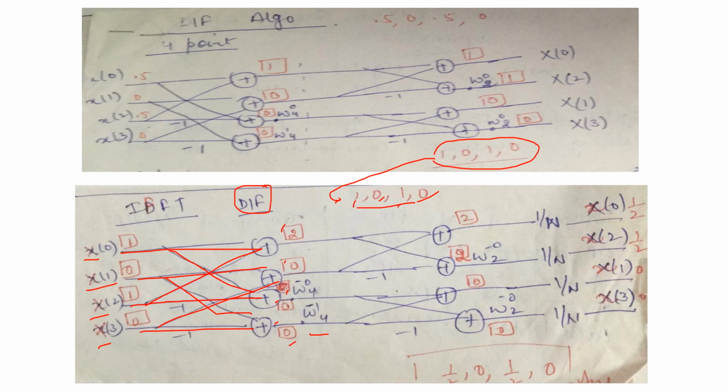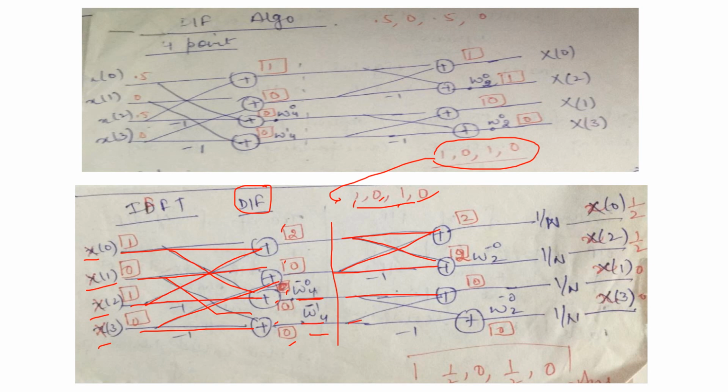Now this 0 is multiplying with this twiddle factor, but the answer will be 0. 0 multiplied by this, the answer again will be 0. The output at the first stage of IDFT algorithm is 2, 0, 0, 0. Now go to the second stage. This 2 is coming from this side. 2 plus 0 is, sorry, 2 plus 0 is 2. 2 plus 0 is again 2, because 0 multiplied by -1 is 0.